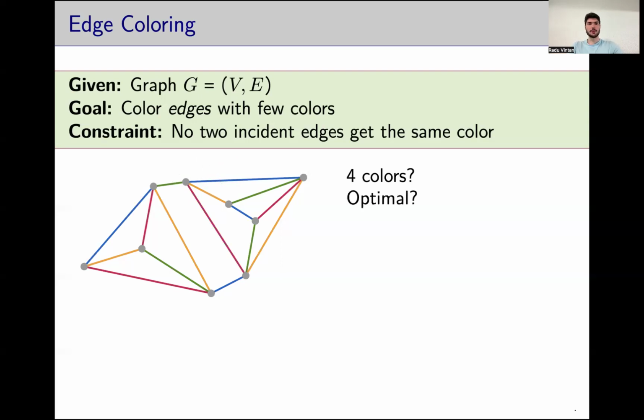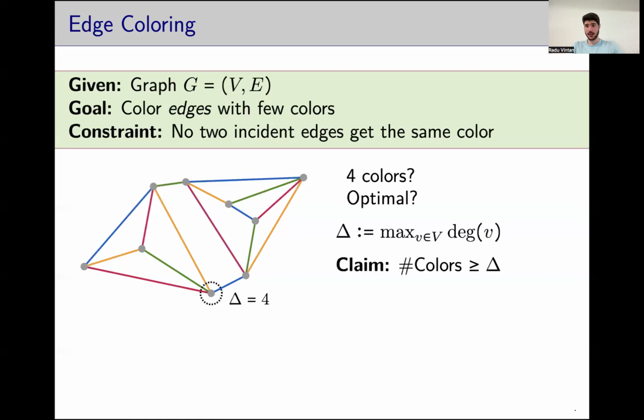If we are to think about optimality, one trivial observation is that if delta is the maximum degree in the graph, we certainly need at least delta colors. Why? Because a vertex of degree delta has delta edges and we are not allowed to repeat colors, so we are forced to use delta colors. And this is why four colors was necessary here.